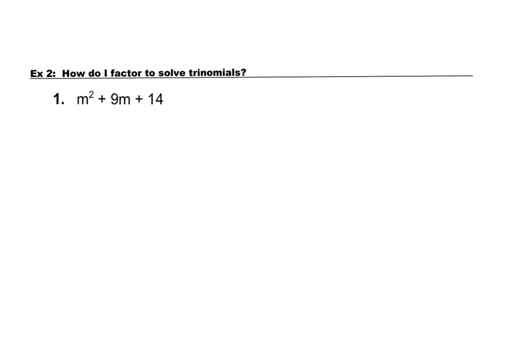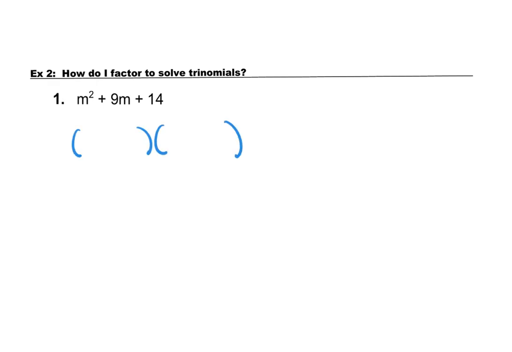All right, example number 2: how do I factor to solve trinomials? We're going to do this part right here where we're just going to factor them, and then I'll show you in the next example how you'll use this in order to solve the trinomials. So the first thing we're going to do is break this m squared plus 9m plus 14, break the trinomial into two binomials.